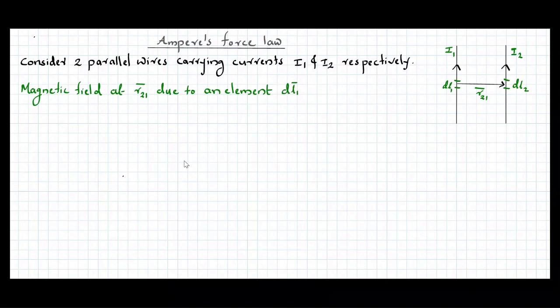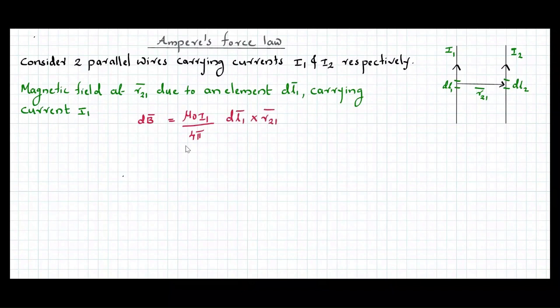Now, according to Biot-Savart law, the magnetic field at a distance r21 due to an element dl1 carrying current I1, that is the first conductor, is given by dB equal to mu 0 I1 by 4 pi, dl1 cross r21 divided by r21 cube.